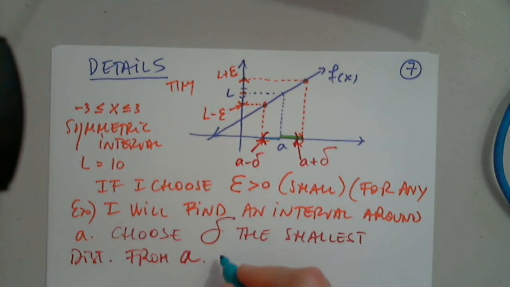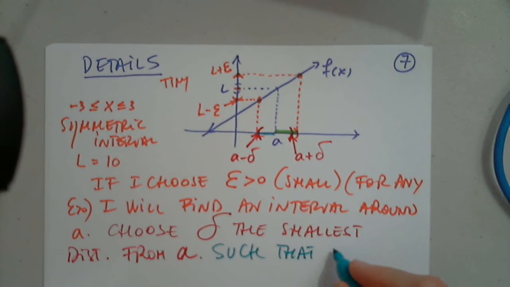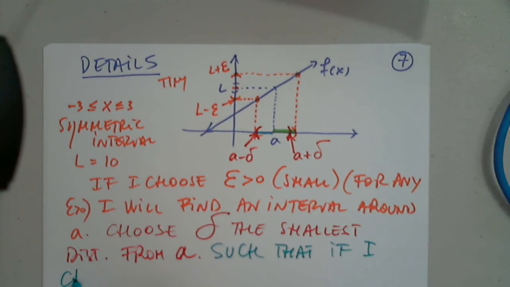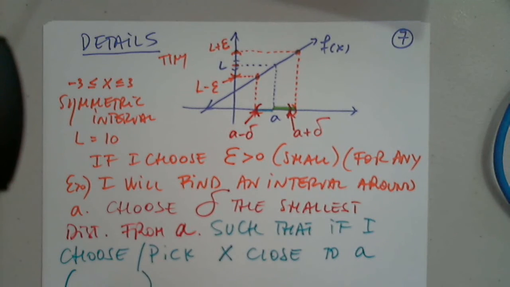What happens now is such that if I choose or pick X close to A, can X be A?